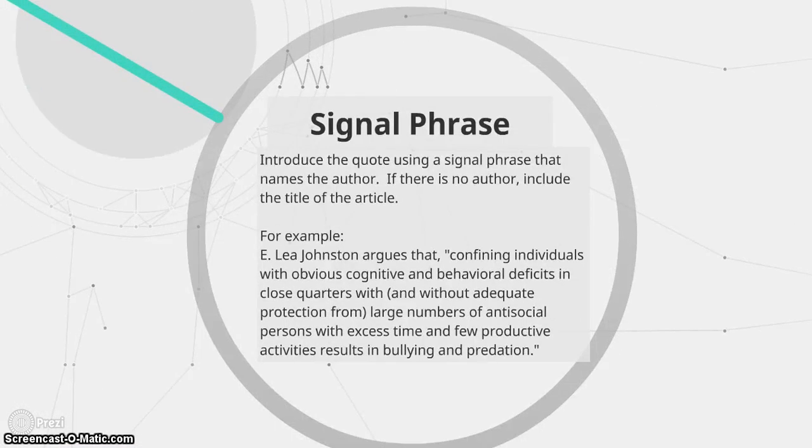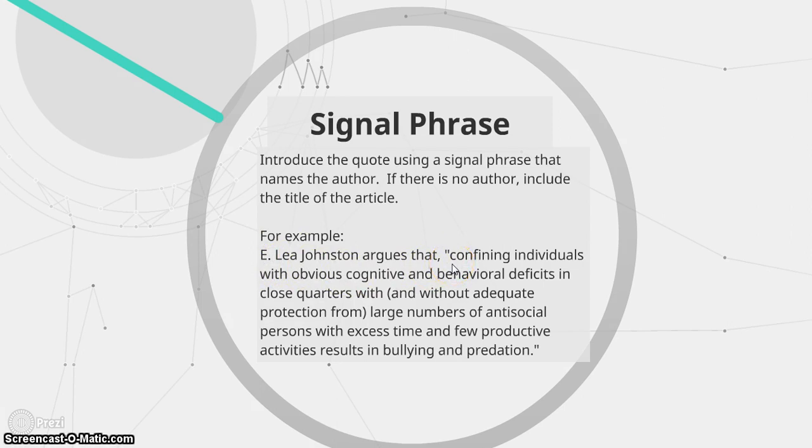The next thing you'll need is a signal phrase. A signal phrase introduces the quote and names the author. If there's no author, you should include the title of the article instead. The signal phrase helps the reader by letting them know that someone else is speaking and also telling them who that person is. In the example I used here, the signal phrase is, E. Leah Johnston argues that.